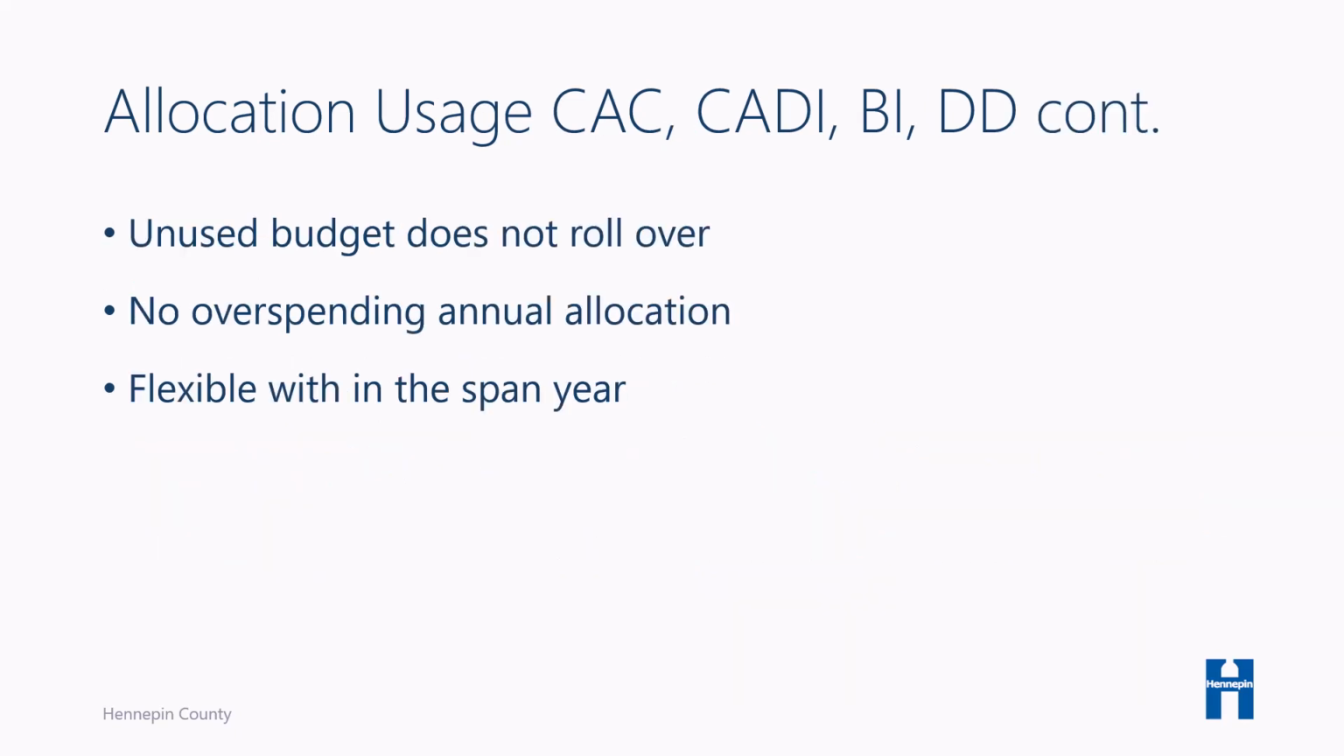If at the end of the span year you have unspent dollars, you are not able to roll those dollars into the next span year. If you do not use all of the dollars, you do not lose the money on the next span year. Once you have reached the spending of your allocation, there are no more funds. You are not able to get an increase based on overuse.